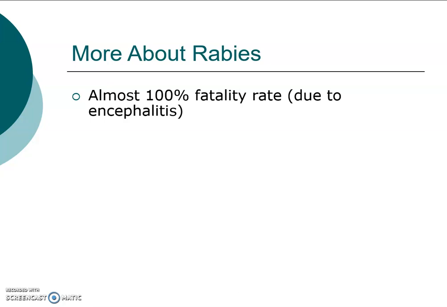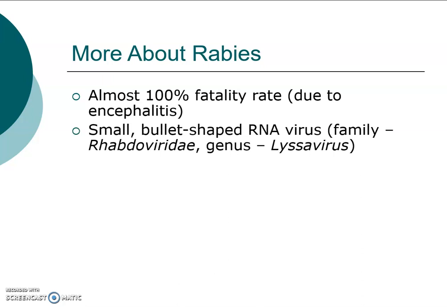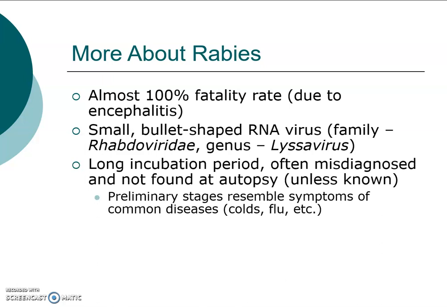The same protocol has been used a couple times to save a couple other people, but it's still a very high fatality rate. It's a small bullet-shaped RNA virus. The family name for rabies is Rhabdoviridae, and the genus name is Lyssavirus. Many of the Lyssaviruses are actually very dangerous. Rabies has a long incubation period, so you might not get symptoms for several weeks to a couple months after being exposed. It's often misdiagnosed as different brain issues, and it's not found in autopsy.